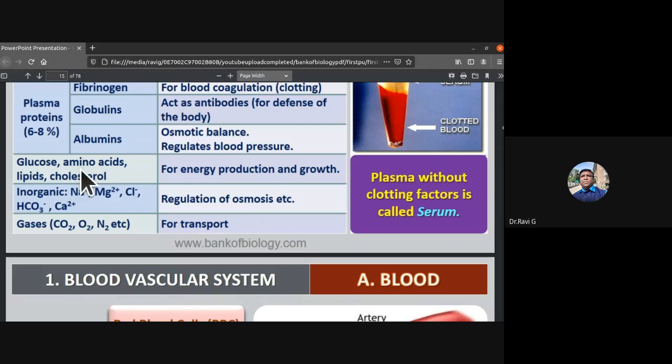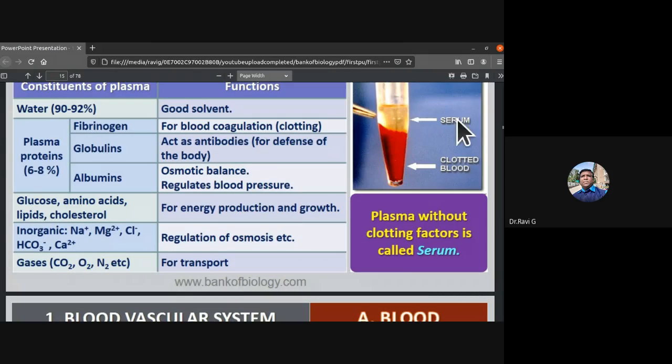So glucose, amino acids, and lipids like cholesterol are also found in the plasma. They are required for energy production and growth. The inorganic components like sodium ion, magnesium ion, chlorine ion, bicarbonate, and calcium help in the regulation of osmosis. So they are all present in the plasma. Various gases are also present in the plasma, like carbon dioxide, oxygen, nitrogen, etc. They are for transport. So the plasma without clotting factor we call serum. Here the blood has clotted and the fluid above that we call serum.